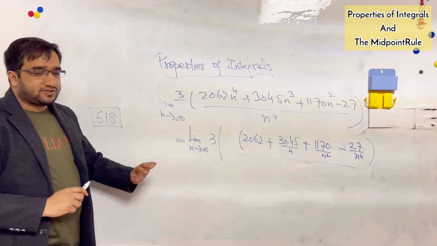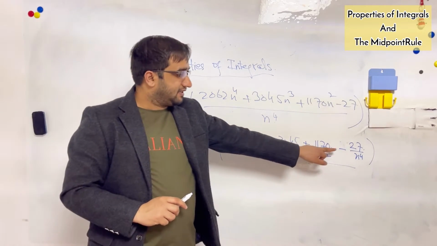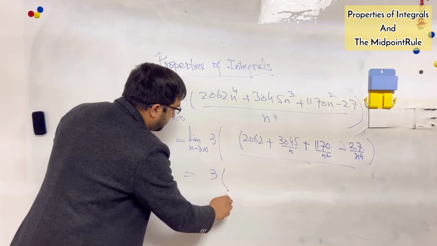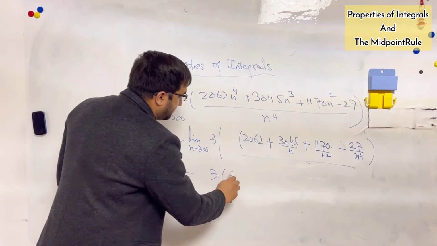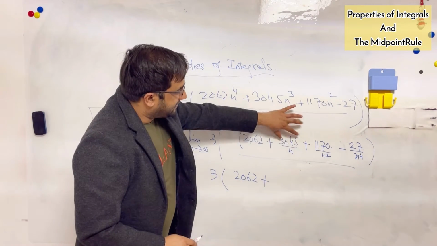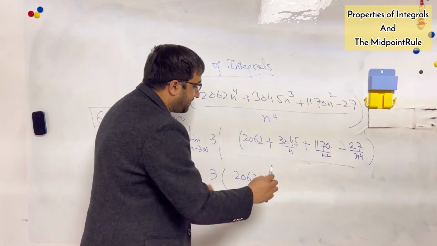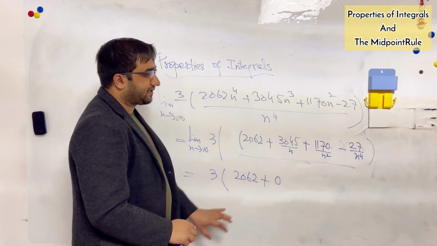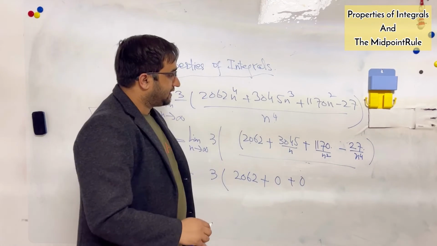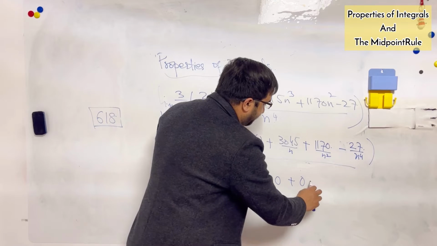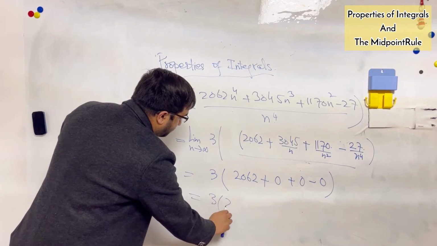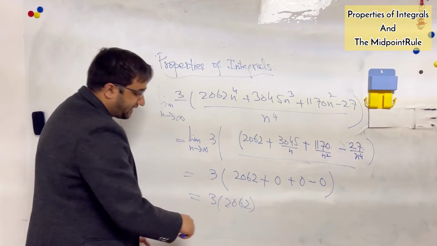Now if you apply the infinity, you will not get 0 by 0 or infinity by infinity. It will be 3 into, now apply the limit infinity, it will become 2062 plus this number divided by infinity. Any number divided by infinity becomes 0. This number divided by infinity becomes 0. This number divided by infinity becomes 0. So you have 3 into 2062, whatever it is.